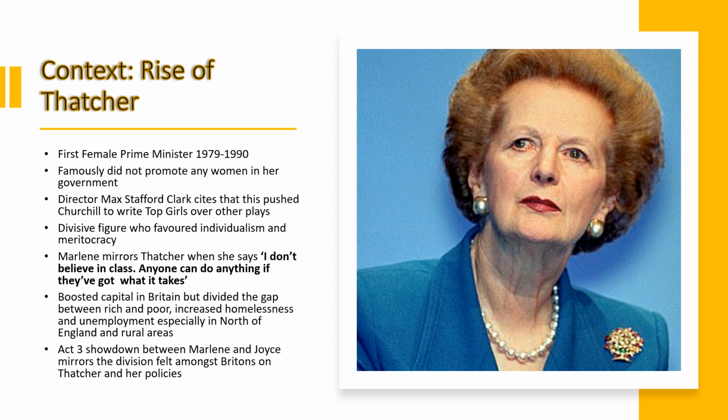Marlene mirrors Thatcher exactly when she says, "I don't believe in class. Anyone can do anything if they've got what it takes." When she says this to her sister in Act 3, we recognise that is absolutely not how Joyce sees it. In real terms, Thatcher did boost capital in Britain, but she divided the gap between rich and poor. She increased homelessness and unemployment, especially in the north of England and in rural areas. There was a sense in which some were the haves and some were the have-nots. To some extent, perhaps we're still there today.